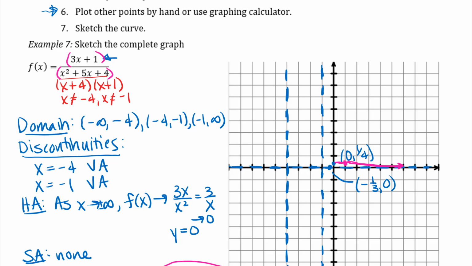I could trace and find some other points, or I can use the table and find some other points on my graphing calculator. And then for these, it'll connect these points, and then it's going to go down. You can see on your graphing calculator screen, it goes down here along this asymptote. You can also trace and find coordinates of some specific points to help you plot that.